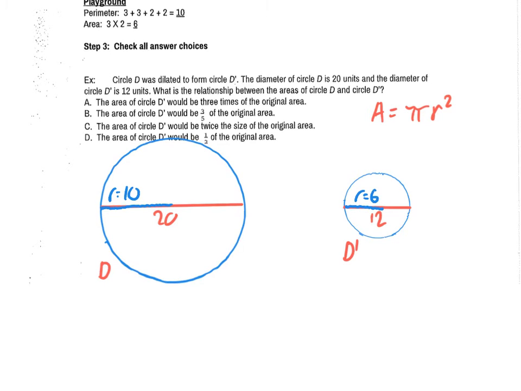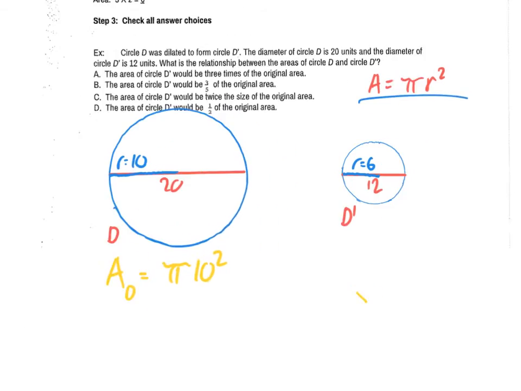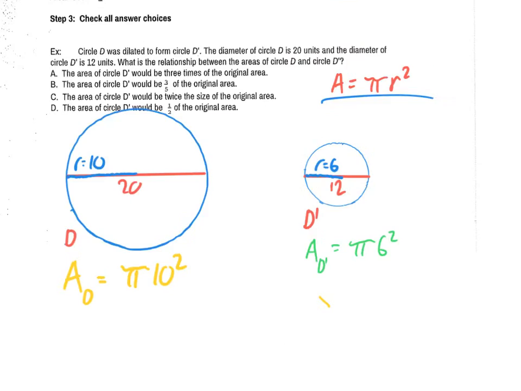So I'm going to plug those numbers into this formula and find out the area for each one. For D, I'm just going to do pi times 10 squared. For D prime, I'm going to do pi times 6 squared. I'm going to write those out so you can see them as well. Here's the area of D, pi times 10 squared, and here's the area of D prime, pi times 6 squared.